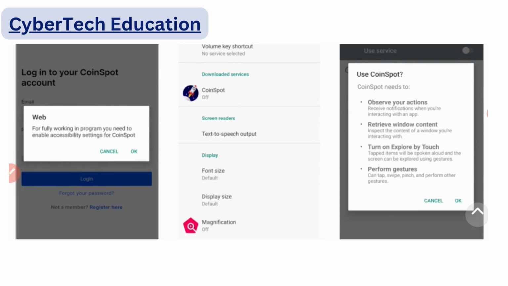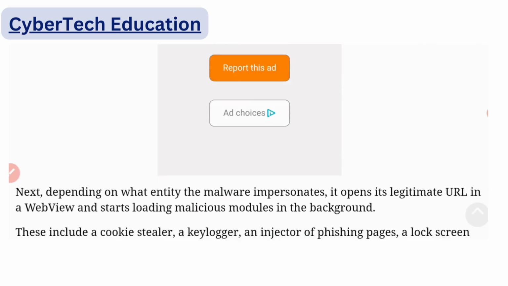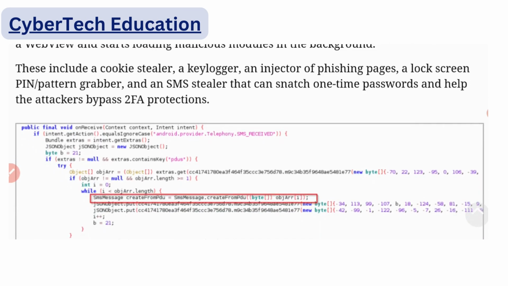If you give the permission, it starts doing activities which need not be activated in different apps. Here it is also written next: depending on what entity the malware impersonates, a very crucial word, it opens a legitimate URL in a web view and starts loading the malicious modules in the background.